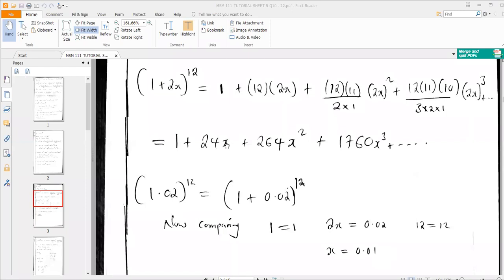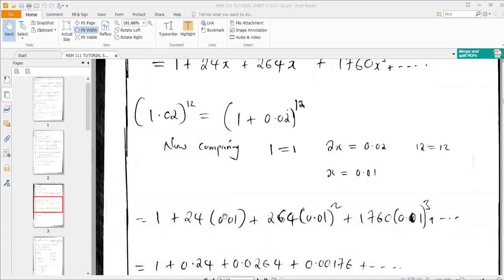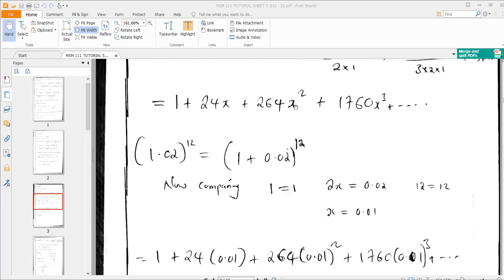Just plug it into this. Where there's x, you put 0.01, then you do the multiplication from there. So this is what we did here. Where there's x, we plugged in 0.01. Where there's x here as well, we plugged in 0.01. Then you do the rest from here. I believe you're able to pick it up from here, sir.